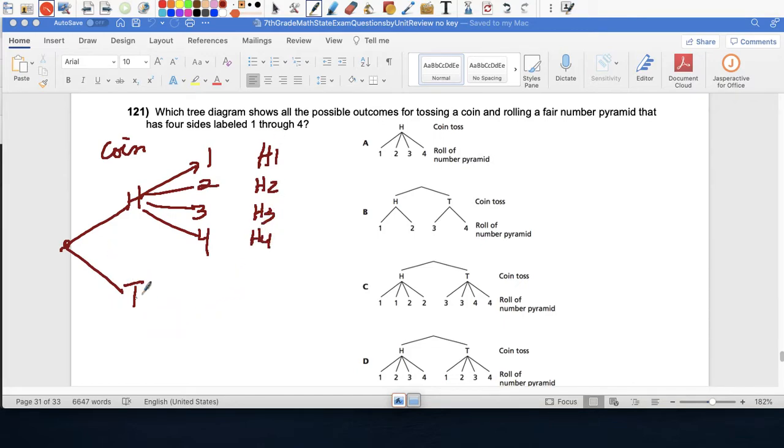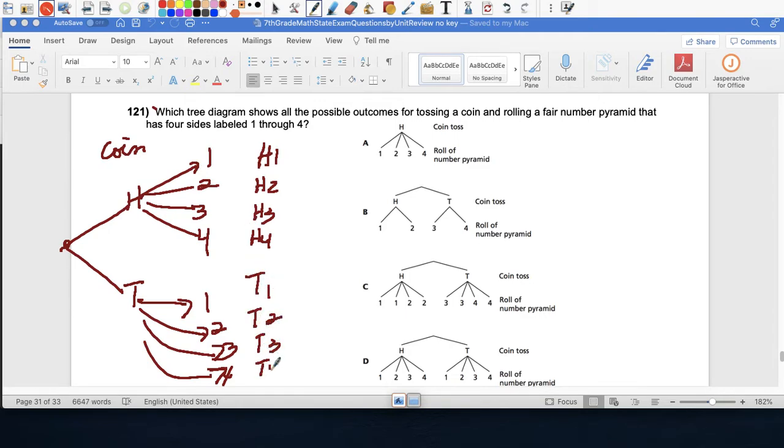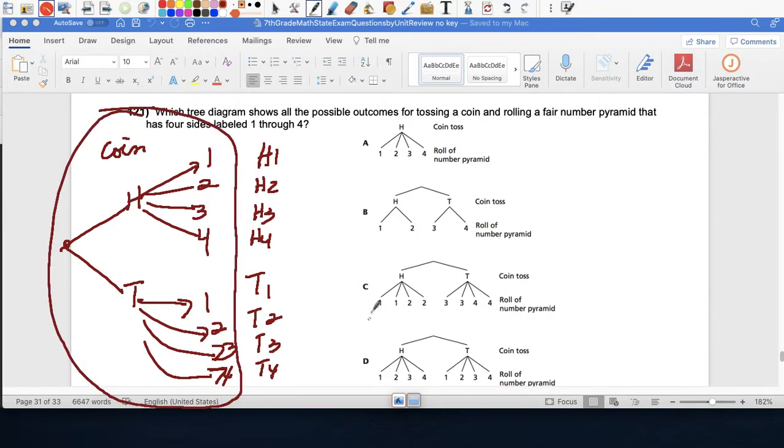But if the coin lands on tails, you can get a tail with the number 1 on the pyramid, number 2, number 3, or number 4. So this is a tree diagram. You can have T1, tails 1, tails 2, tails 3, tails 4. So all the possible outcomes are shown here. So is there anything that looks like this? Right here, right? It shows all the possibilities that can happen when you have a coin and a four-sided instrument labeled 1 through 4.